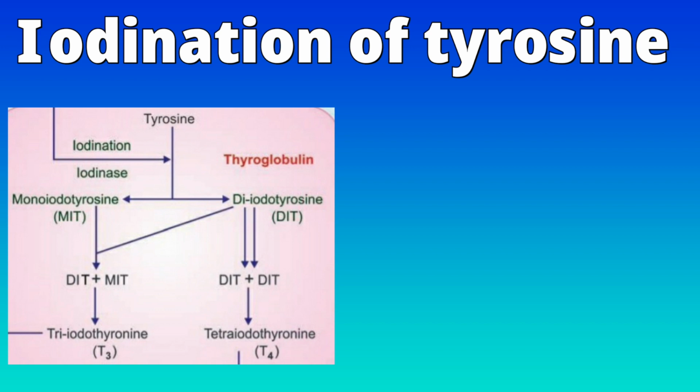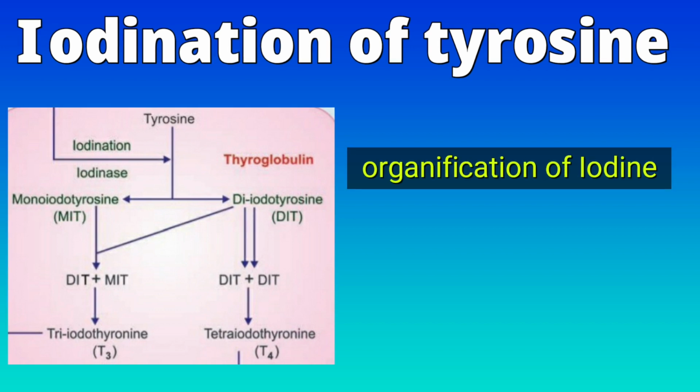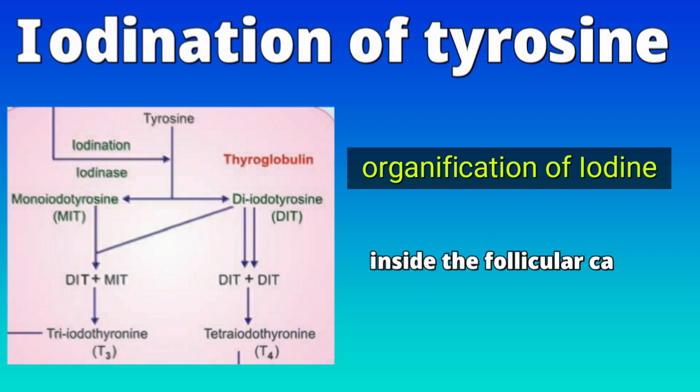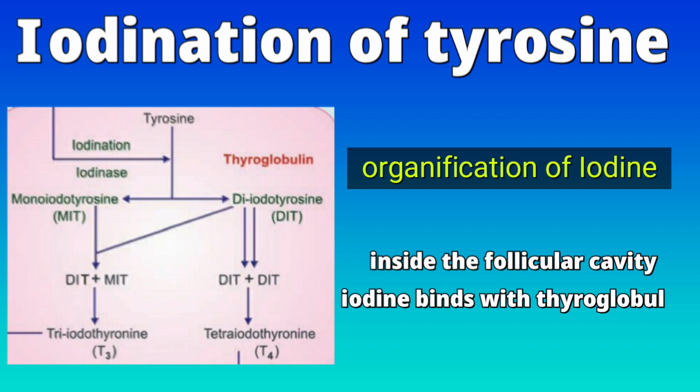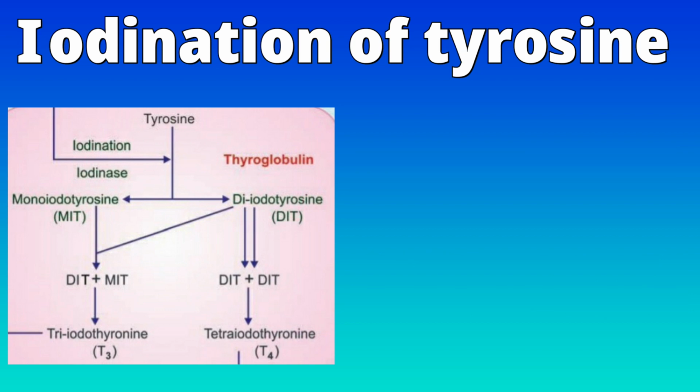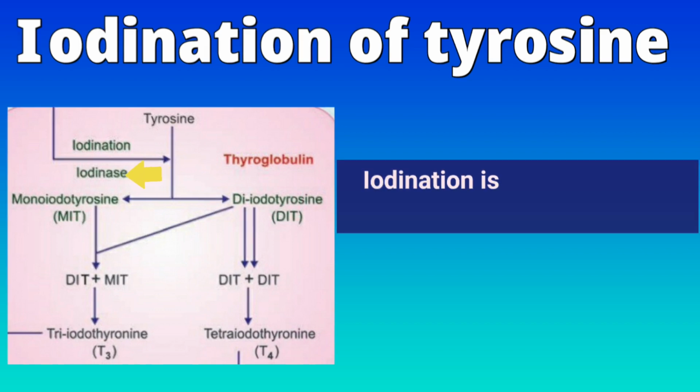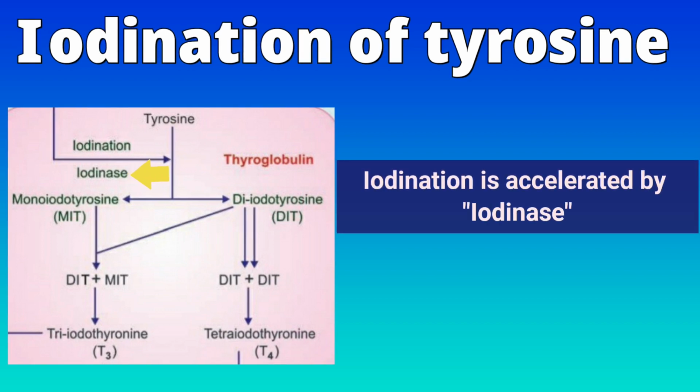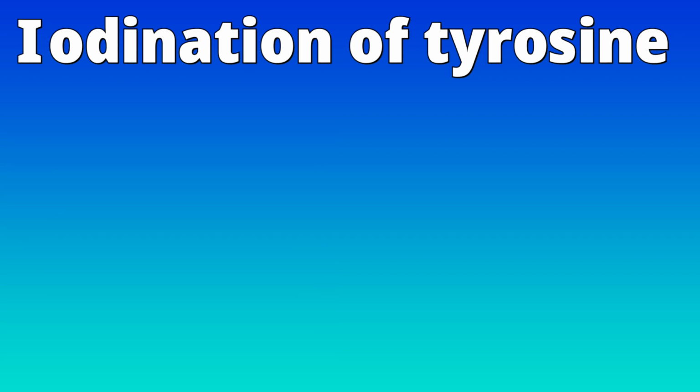First, iodine is transported from the follicular cells into the follicular cavity, where it binds with thyroglobulin. This process is known as organification of thyroglobulin. Then iodine combines with tyrosine, which is already present in thyroglobulin. Iodination process is accelerated by the enzyme iodinase, which is secreted by follicular cells.